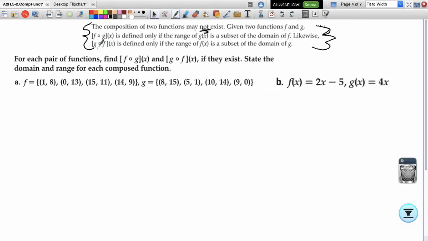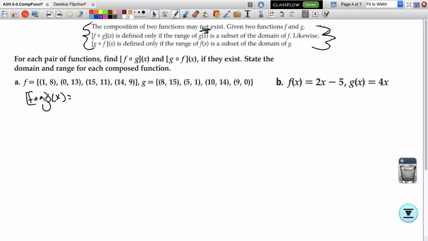Okay? So if we look at our first example here, my definition starts out by looking at this second piece. So it asks me to find f of g of x and g of f of x for each if they exist. So let's start by trying to find f of g of x and seeing if it exists. Okay? So in order for it to exist, all of the ranges, okay, all my y values in my g function, okay, have to be subsets of my f function domains. Okay, so all my y's here.